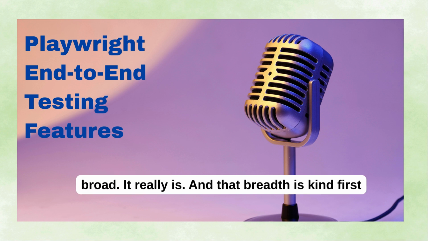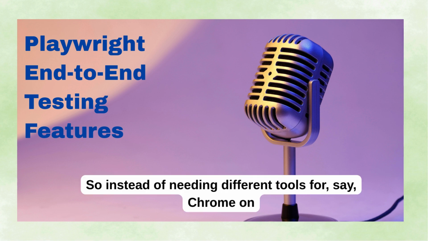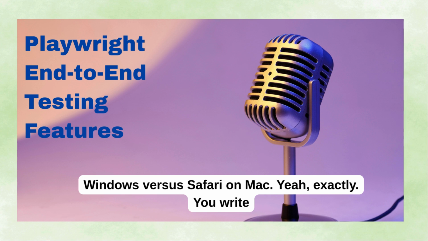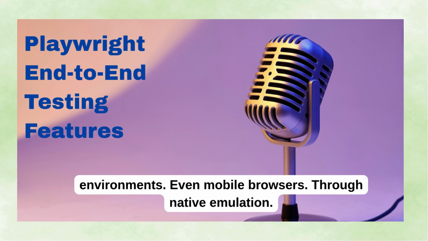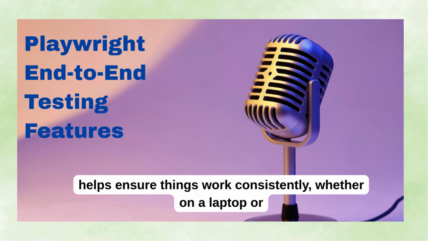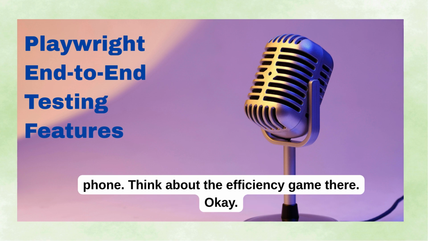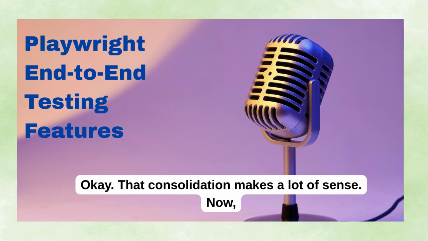And that breadth is kind of the first big point. It aims to handle that whole complex mix. So instead of needing different tools for, say, Chrome on Windows versus Safari on Mac. Yeah, exactly. You write your tests once, ideally, and they run across all these different environments. Even mobile browsers, through native emulation. So Chrome for Android, mobile Safari. It helps ensure things work consistently, whether you're on a laptop or a phone. Think about the efficiency gain there. Okay, that consolidation makes a lot of sense.